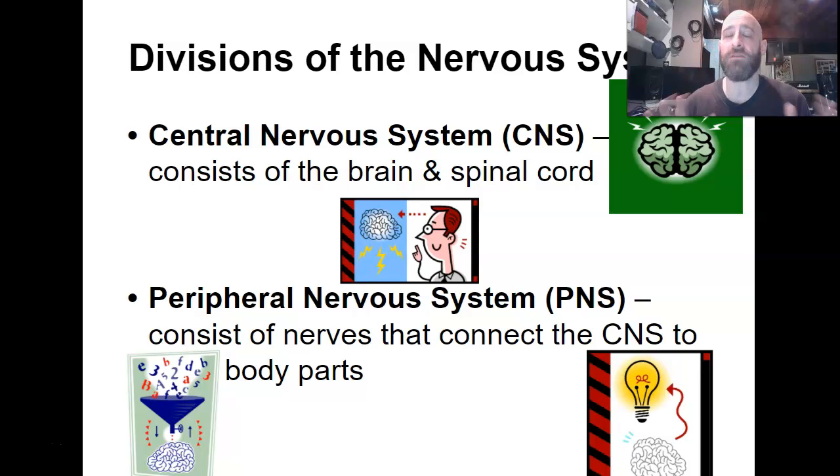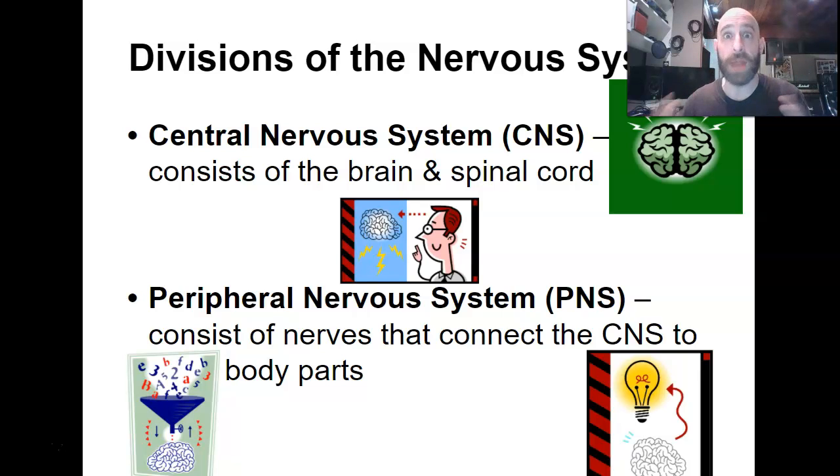I always like to say, think of your brain as being trapped in this little tiny room, dark, silent. There's nothing going on. And the only way that the brain is able to get information is from the neurons sending information in. And then we have the peripheral nervous system, which are all the nerves that connect to the central nervous system and go out to the body.